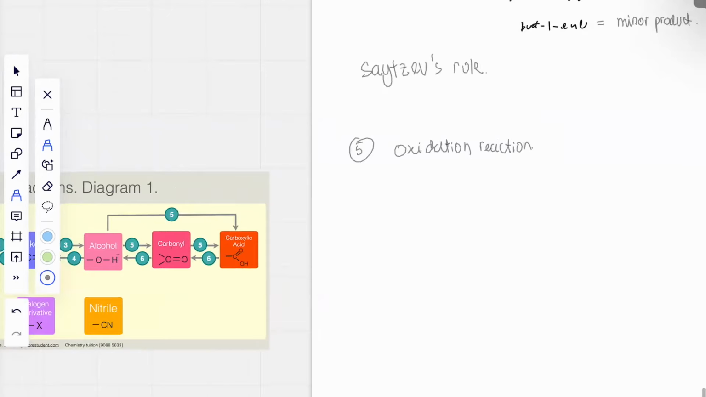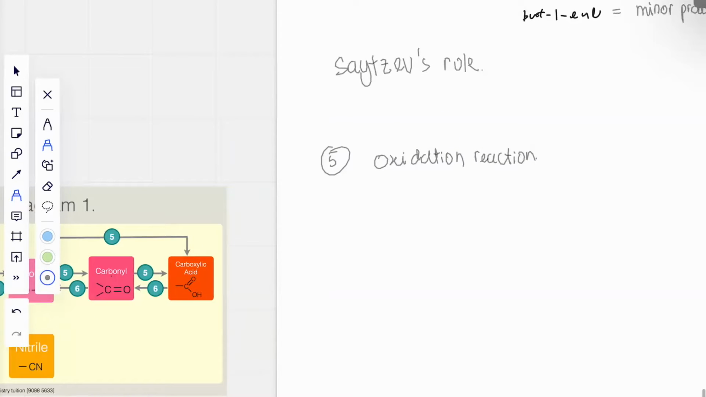And for oxidation reaction to happen, you need an oxidizing agent. The symbol for oxidizing agent is this square bracket over here. For organic, there are a lot of oxidizing agents, but what are the two common ones?